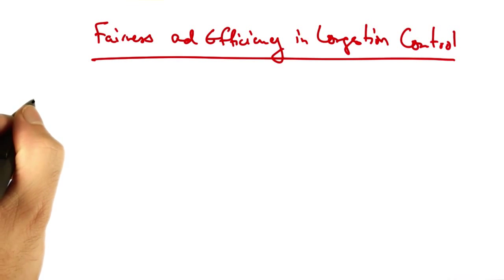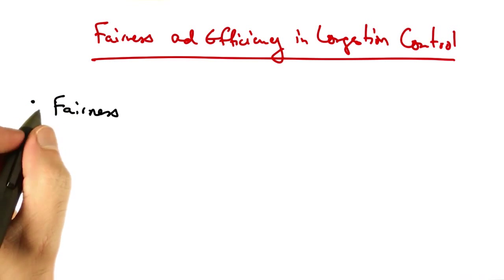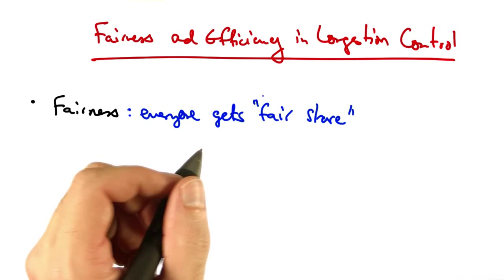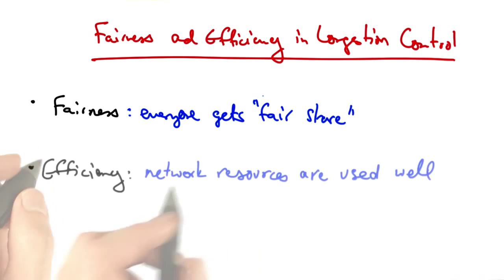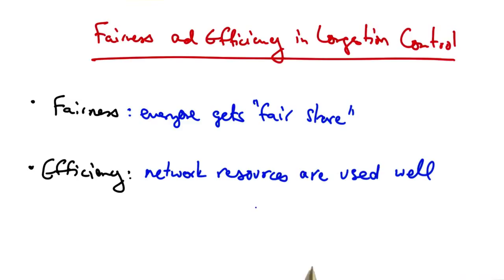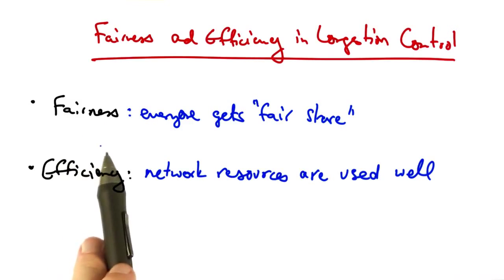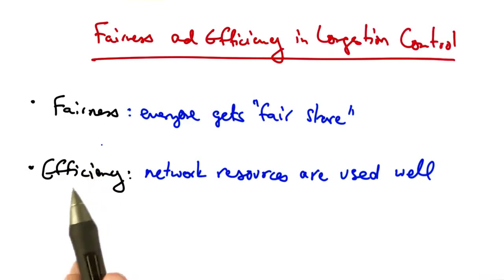The two goals of congestion control are fairness, meaning every sender gets their fair share of the network resources, and efficiency, meaning that the network resources are used well. In other words, we shouldn't have a case where there's spare capacity or resources in the network and senders have data to send but are not able to send it. So we'd like the network to be used efficiently, but we'd also like it to be shared among the senders.